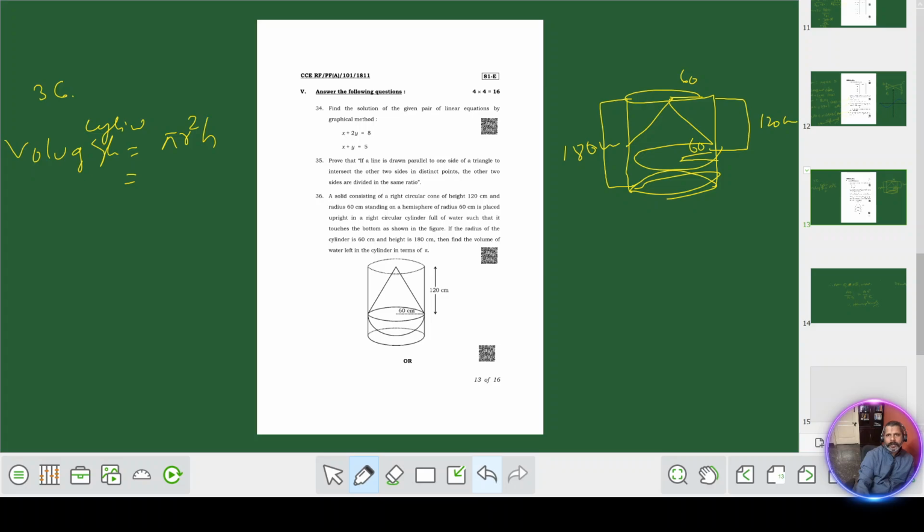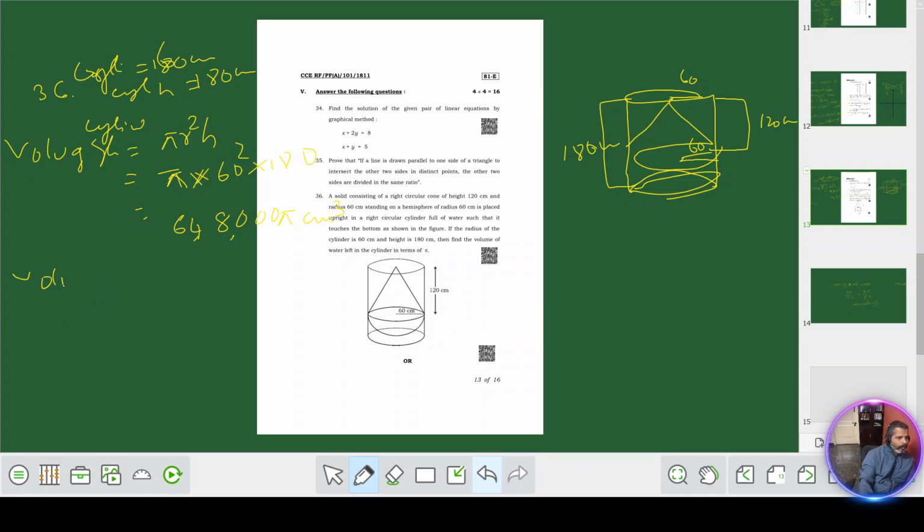Volume of cylinder is pi r square h. Radius of cylinder is 60. Pi into 60 square into 180 is the height. First, you have to write the given values. Cylinder radius 60, cylinder height 180 centimeter. So on simplification, you get 648,000 pi, since it's volume, in cm cube.